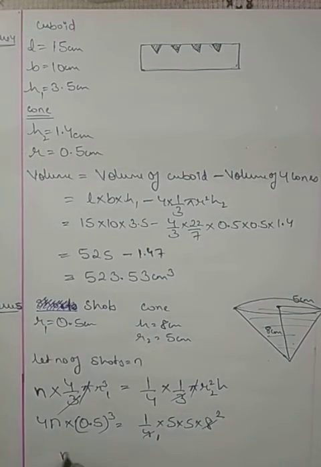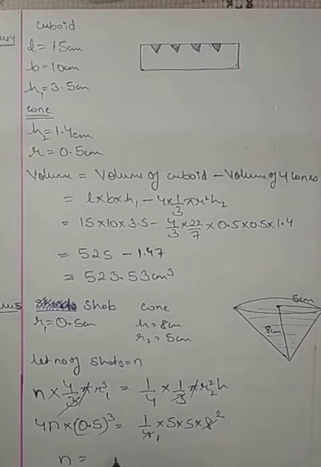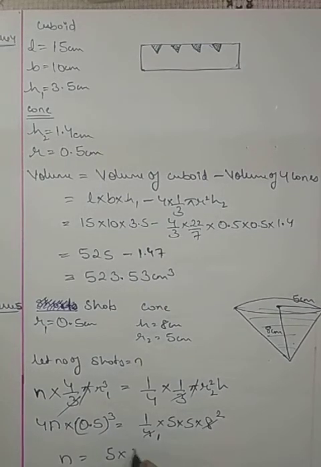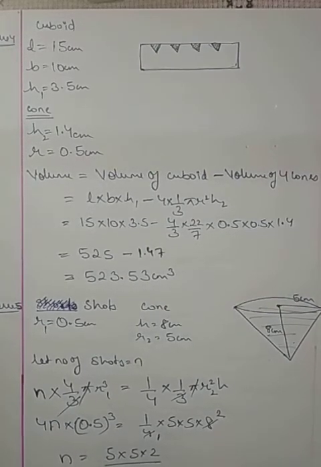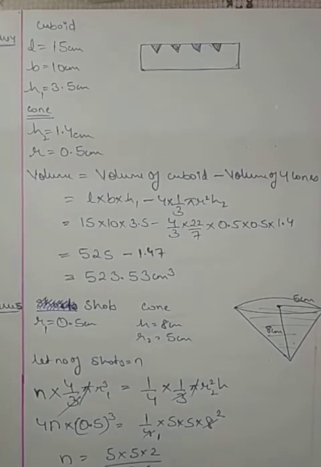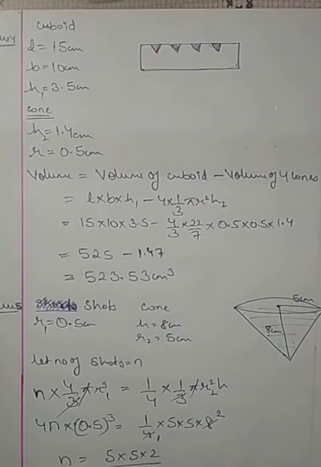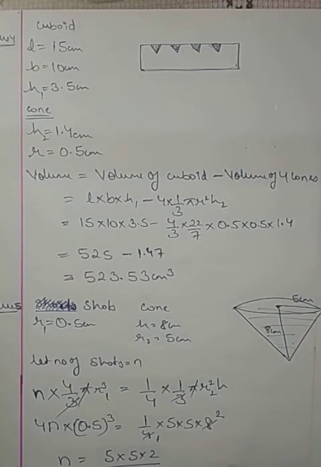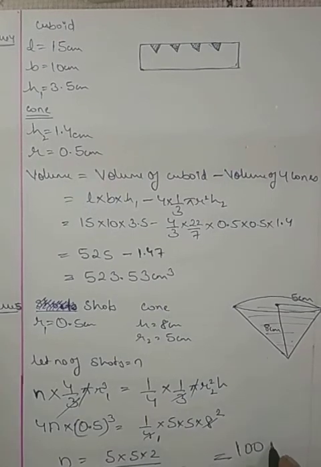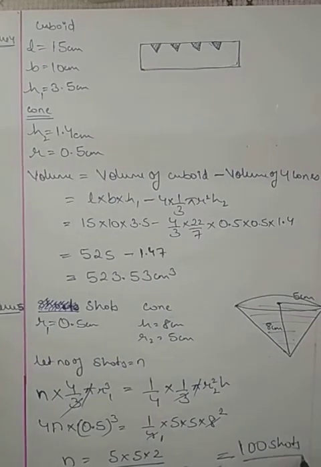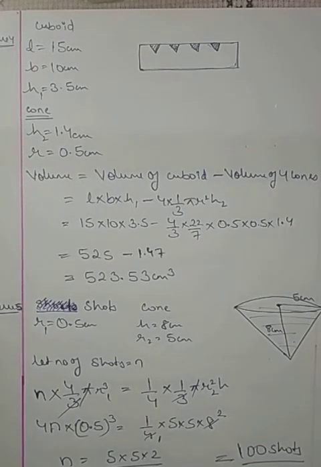We have to find n. So other things will go on the other side. 5 into 5 into 2 upon 4 into 0.5 into 0.5 into 0.5, cube was there. So the answer comes out to be 100 shots. N comes out to be 100, so the answer is 100 shots.